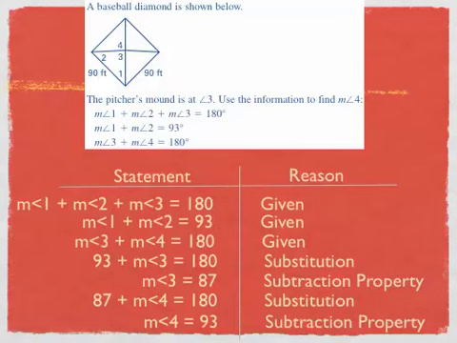Remember, you always start with your 3 givens, and then you're going to go from your givens and tell me what you can conclude based on the givens. We were trying to find the measure of angle 4, and we did do that.